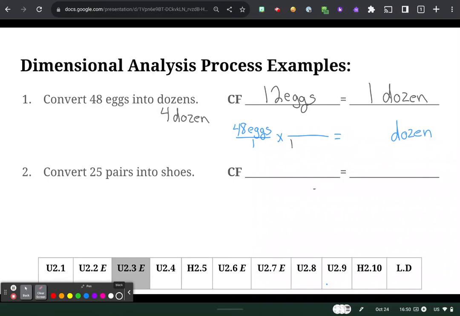Since I'm starting out with eggs, and again, I need to keep that pattern, whatever is here needs to be here. Those two things have to be the same so that I can cancel them out. So then I have 1 dozen on the top. So those cancel out. And then mathematically what I'm doing is I take 48 times 1, and then I divide it by 12, and that ends up giving me the 4 dozen that we came up with at the very beginning.